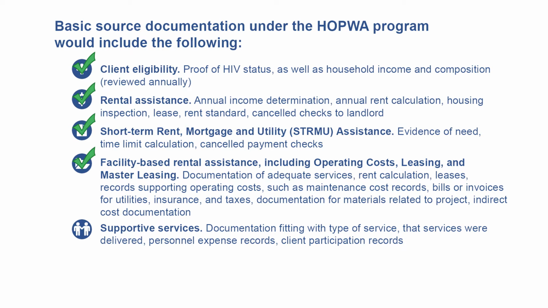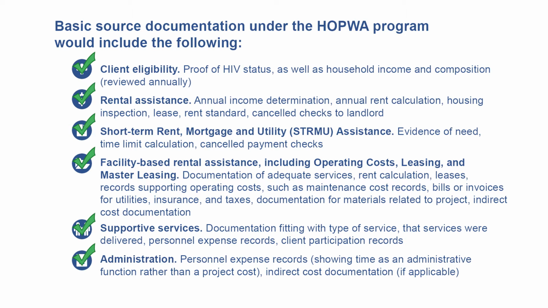For supportive services, the documentation could include the type of service delivered, that services were delivered, personnel expense records, and client participation records. Administrative costs can be documented through personnel expense records, showing time as an administrative function rather than a project cost, and indirect cost documentation, if applicable.